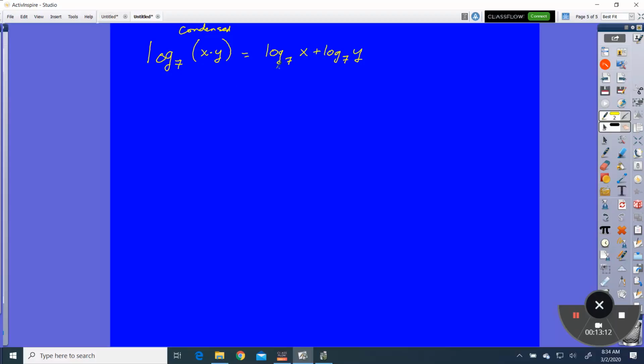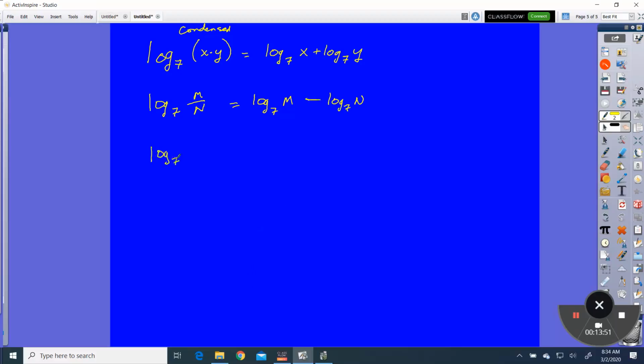That's the rules of exponents. We're talking about having the same bases, so you add the powers together. That's how this works. But most people just remember that when we expand, each variable gets its own log. So if I have log 7 of m divided by n, how many variables are there? Two. So each variable gets its own log. And a divide becomes a minus.